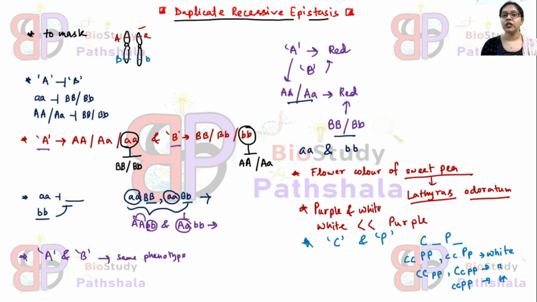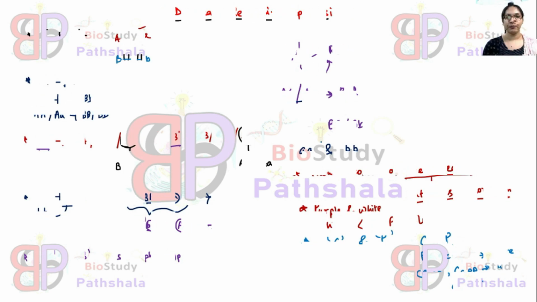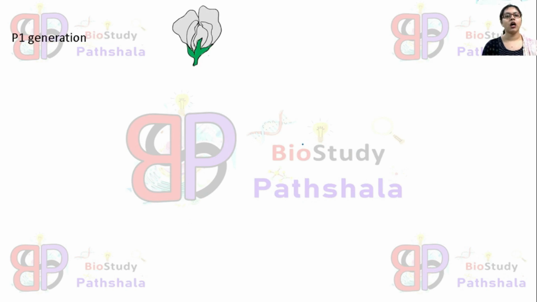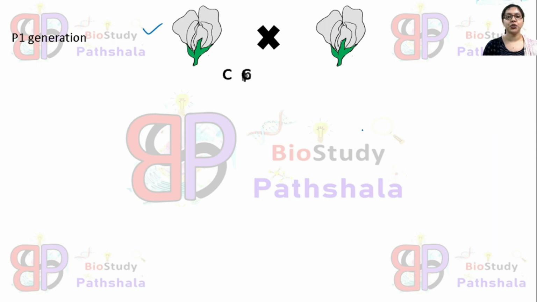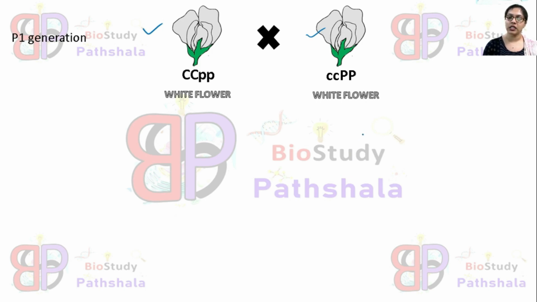So now we will see the cross procedure of this sweet pea plant to know about this duplicate recessive epistasis phenotypic ratio. So let's learn. In the P1 generation, a white colored flower is crossed with a white colored flower. Now this white colored flower shows the genotype capital C, small p, that means white coloration. And this individual will show its genotype as small c, capital P, that means again a white colored flower.